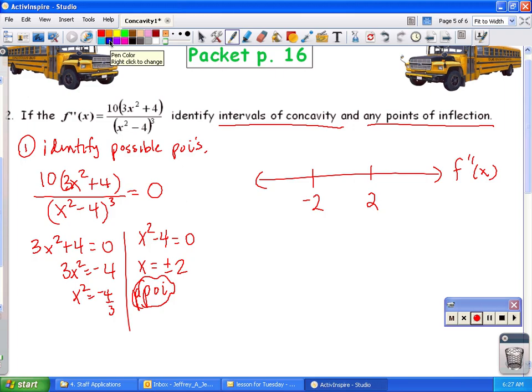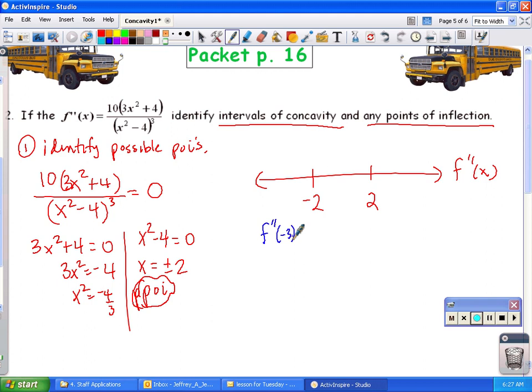And again, I'm looking for whether the second derivative is positive or negative, because if the second derivative is positive, I know the original function is concave up. If the second derivative is negative, the original function is concave down. When I choose a number like negative 3, I'm going to substitute it into the second derivative, remembering that I only need to know the sign.